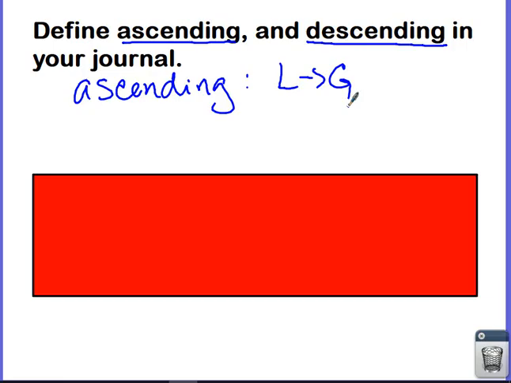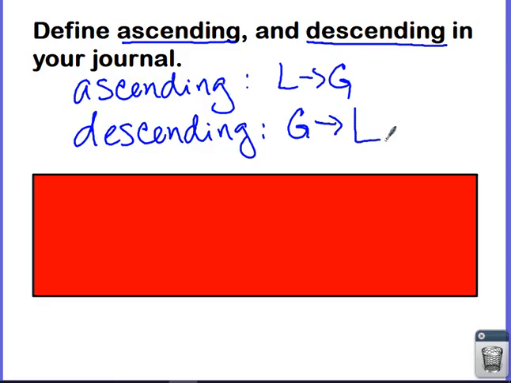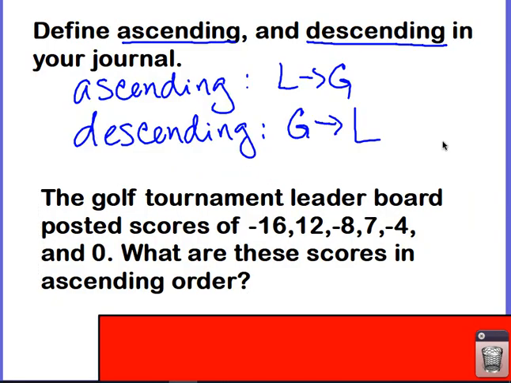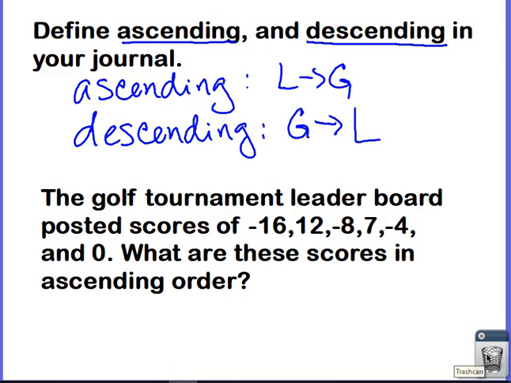So if ascending is least to greatest, then descending is the same thing as greatest to least. To descend means to go from high to low. So with that in mind, we've got a problem that I want us to work here. So here we go. It says the golf tournament leaderboard posted scores of negative 16, 12, negative 8, 7, negative 4, and 0. What are these scores in ascending order?